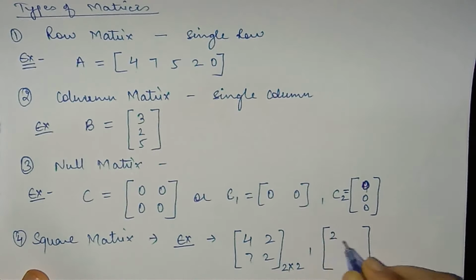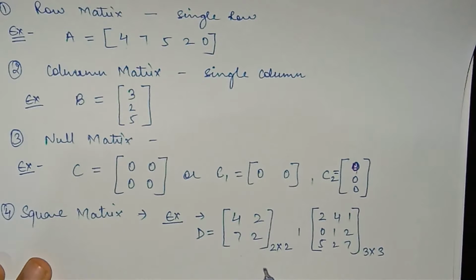As you can see in the two examples, both these matrices have an equal number of rows and an equal number of columns. So we have 2 rows and 2 columns in matrix D. I can denote the other as matrix E, where we have 3 rows and 3 columns. So it is called a square matrix.